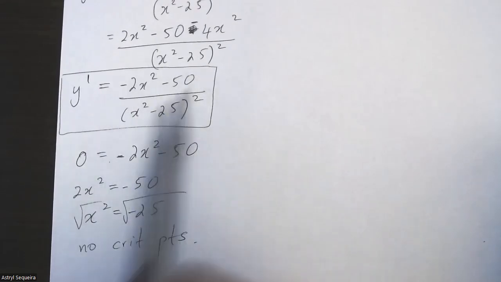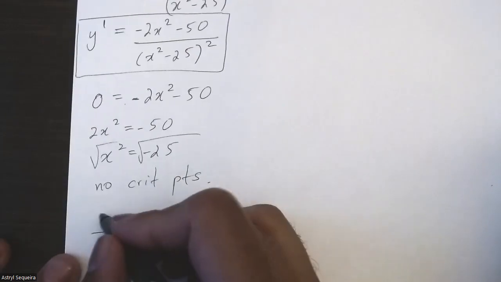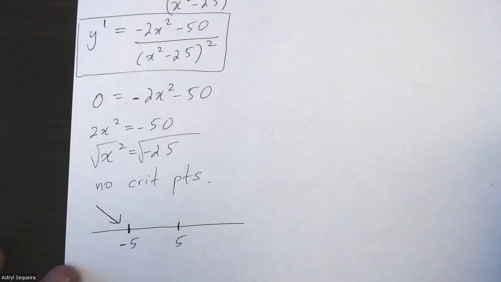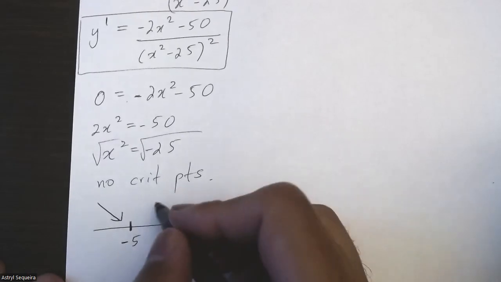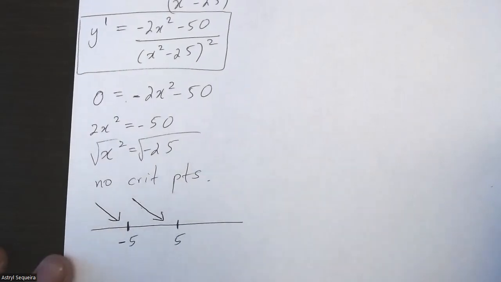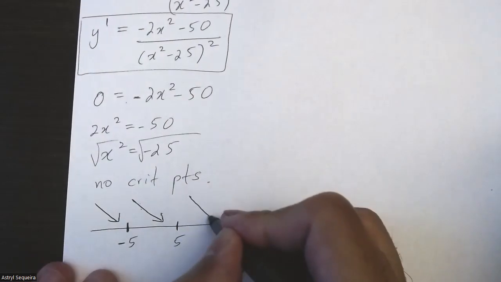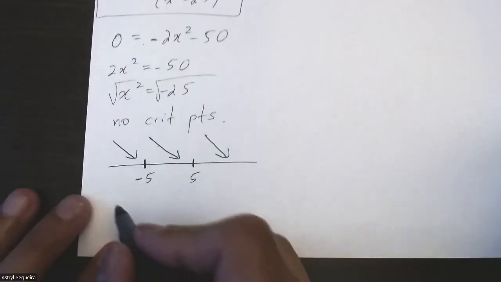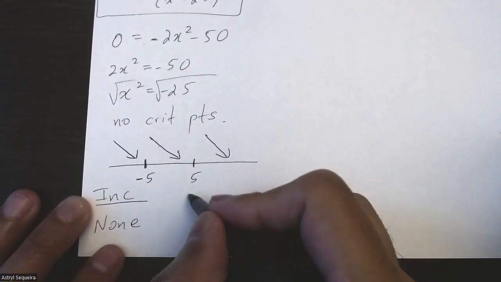So let me sub in negative 6 into this equation. And I get a negative value, which means that my equation is decreasing over here. Let me sub in a value in between. So I'll just sub in 0. If I sub in 0, I'll get a negative value again, which means this whole range is decreasing as well. And let me sub in a value higher than this. Let me sub in positive 6. And I get a negative value as well. So all three ranges are decreasing. So my intervals of increase, well, I have none. There are no intervals of increase.